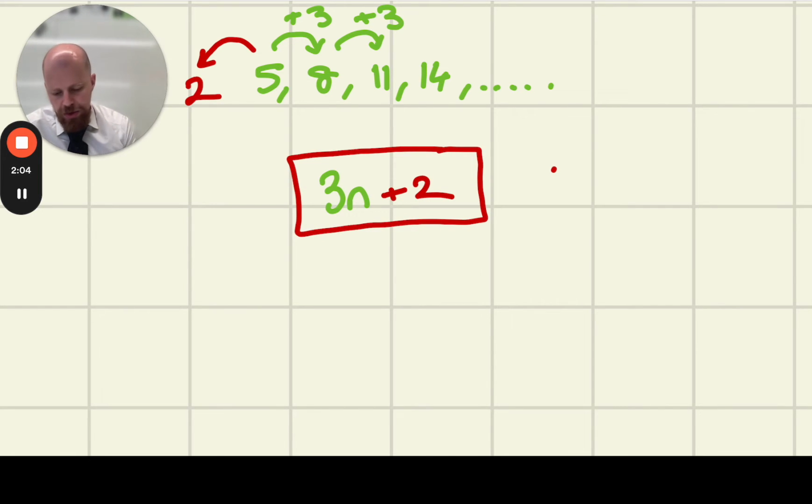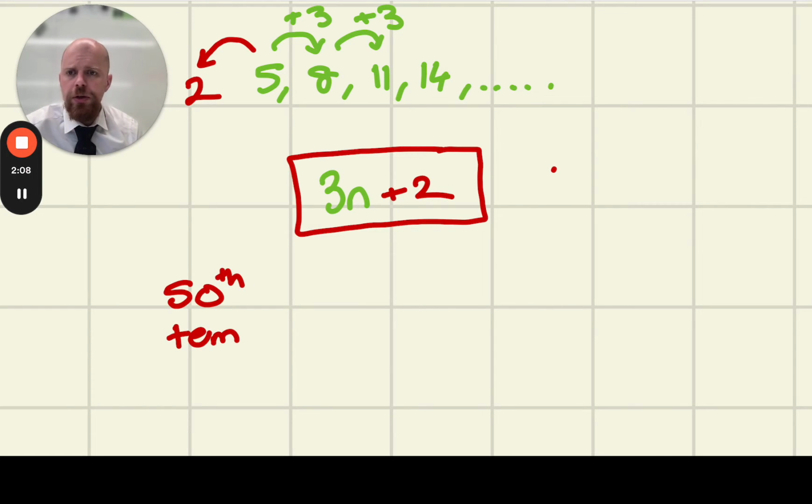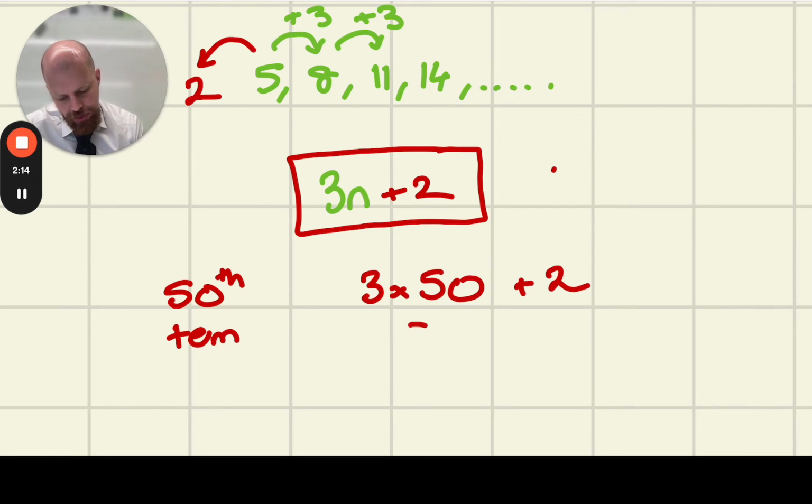Let's say I wanted to know the 50th term. Well, what I would do is I'd let n equal 50. So I'd do 3 times 50, and then I would add 2. So 3 times 50 is 150, plus 2 is 152. That's the 50th term in the sequence.